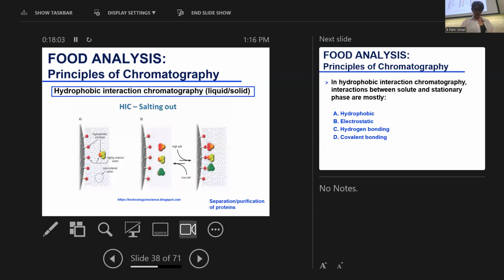So let me help you see the process by visualizing what happens. Proteins have charge on the surface, right? This is common knowledge of protein. So they carry charge. In order for them to interact with your stationary phase, we add salt. What does salt do to the protein surface? Some of you might know this. When you add salt, what happens to the charge on the protein surface? It shields them, neutralizes them, right?